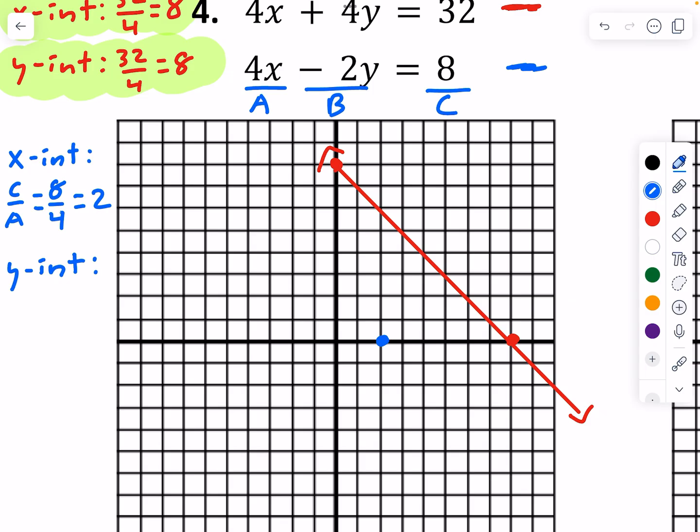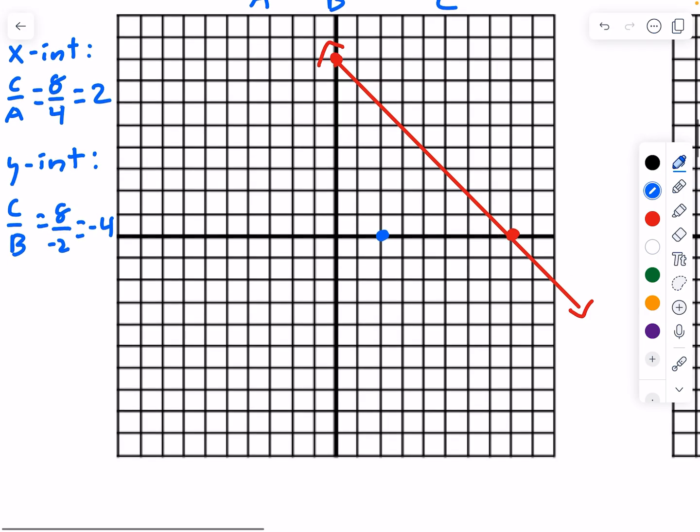And I'll pause again. What is the fraction that I would want in terms of letters for this? If you said C/B, you are absolutely correct. And that will be 8/-2, which equals -4. So I will go down 4 and make a point. 1, 2, 3, 4. Okay? I will connect.